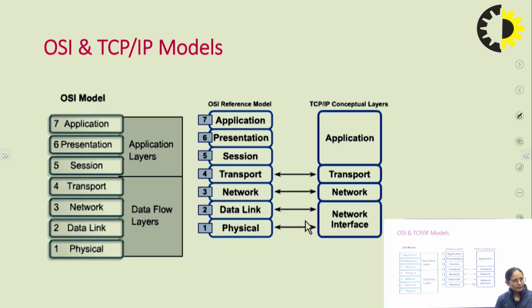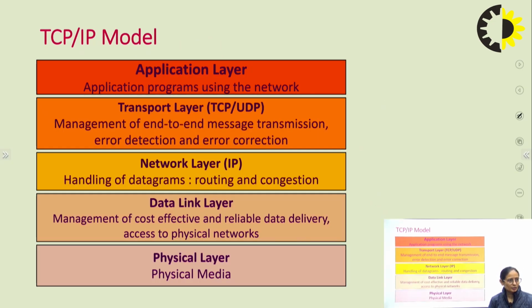Now this shows how the OSI and TCP IP models are related to each other. In the OSI model, we have seen that these 4 layers comprise the data flow layers. Above that we are having the application layers. Similarly, in the TCP IP protocol suite, the physical layer and the data link layer are my network interface. Above that, corresponding to the network layer, I am having again the network layer. Corresponding to the transport layer, I am having the transport layer, and for session, presentation and application in the TCP IP protocol suite, we are having a single application layer.